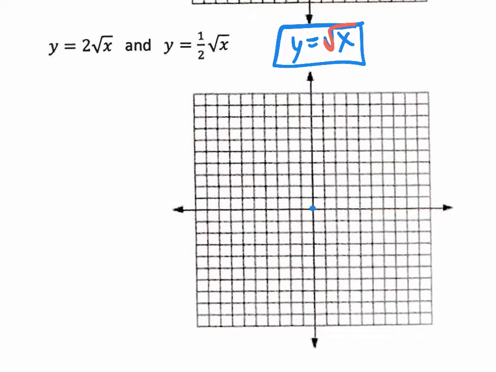0, 0, because when you do the square root of 0, you get 0. What would be a nice number to take the square root of? 1, right? When you take the square root of 1, you get 1. That's why you get the coordinate 1, 1. How about the next nice perfect square number? 4. So you go 4 on the x, 1, 2, 3, 4.